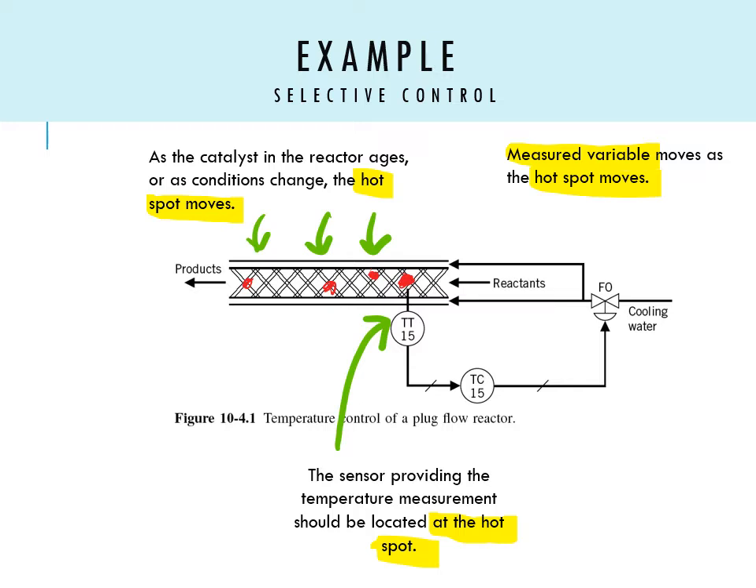The figure shows the reactor temperature control. Consider the plug flow reactor where an exothermic catalytic reaction takes place. The sensor providing the temperature measurement should be located at the hot spot. As the catalyst in the reactor ages or as conditions change, the hot spot moves. It is desired to design a control scheme so that its major variable moves as the hotspot moves.